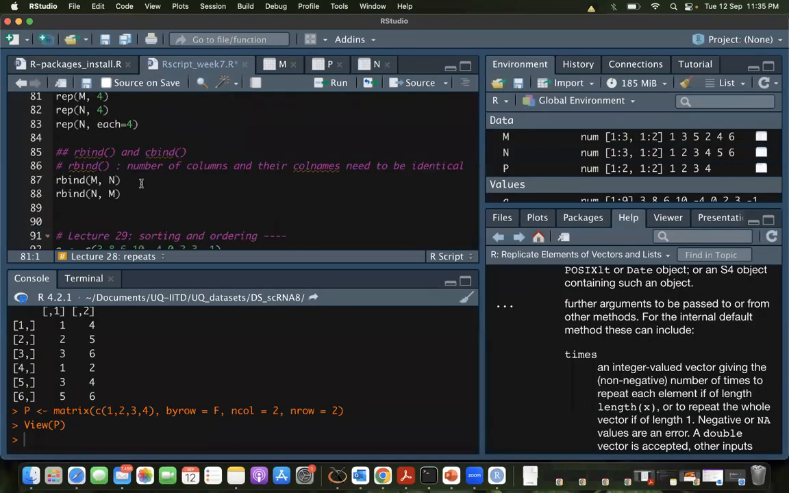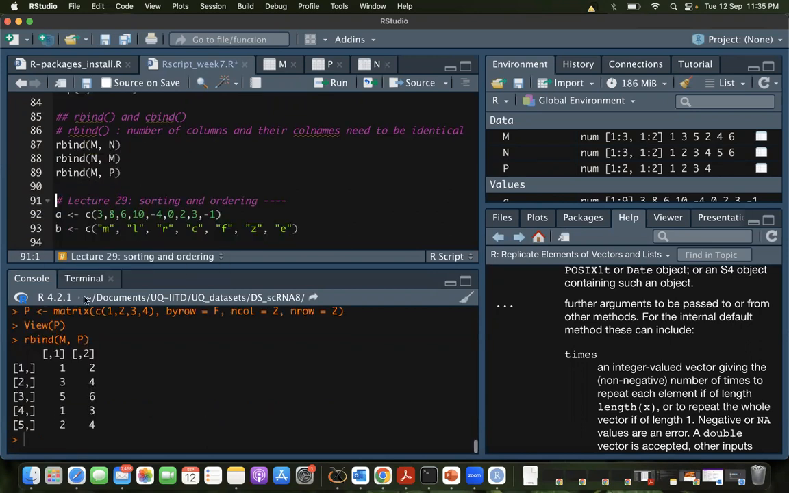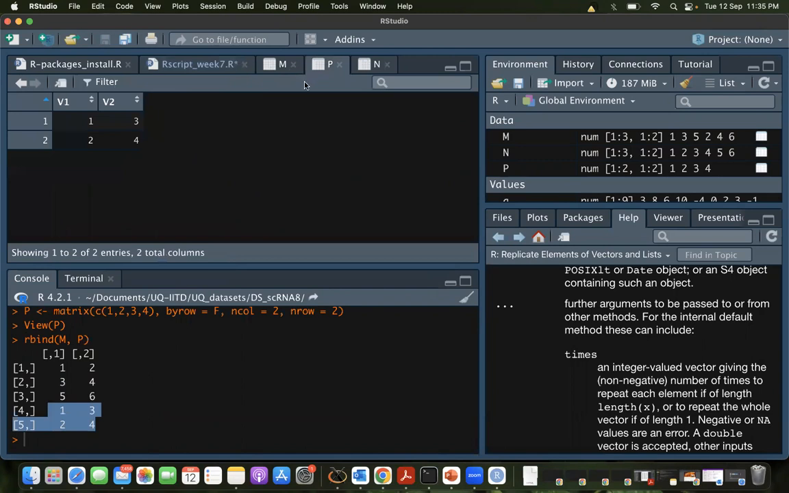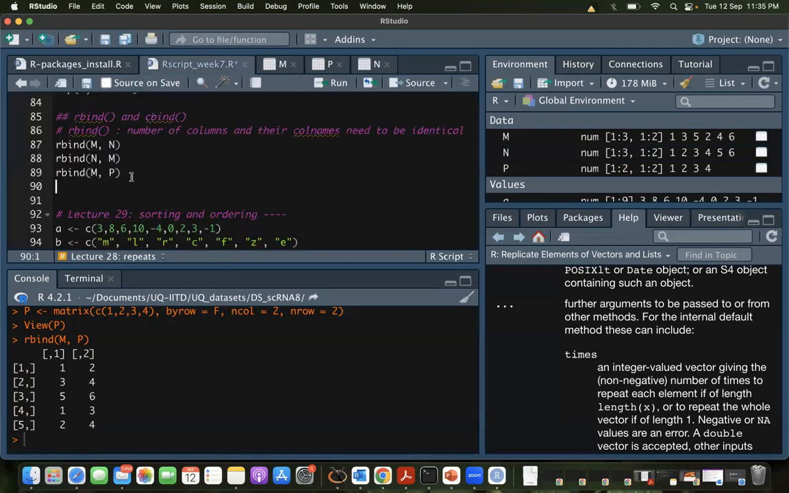So this is where we were. In R bind, you can do M comma P like this. This is your M, this is P. But now matrix P cannot be used as C bind. Likewise, M and P, you can also do a C bind on them, so this is going to be C bind.